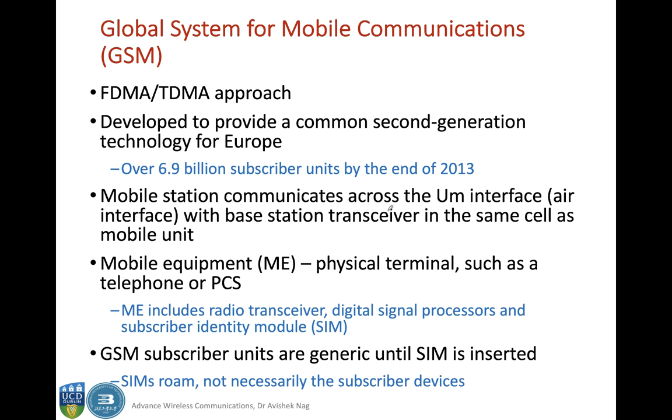The mobile station communicates across the Um interface, which is the air interface, with the base station transceiver in the same cell as the mobile unit. The mobile equipment is the physical terminal, such as a telephone or a PC. This includes the radio transceiver, digital signal processors, and subscriber identity modules, or SIMs. GSM subscriber units are generic until a SIM is inserted, and the SIMs actually roam, not necessarily the subscriber devices. As a user of mobile phones, you know what a SIM is, and you can appreciate that you can put it in any device and it can work.